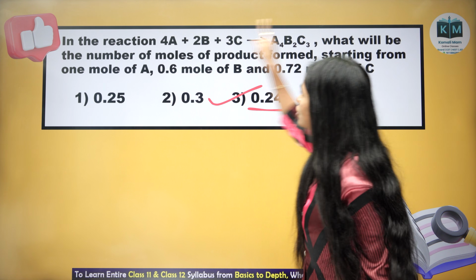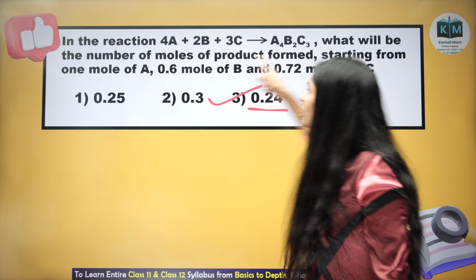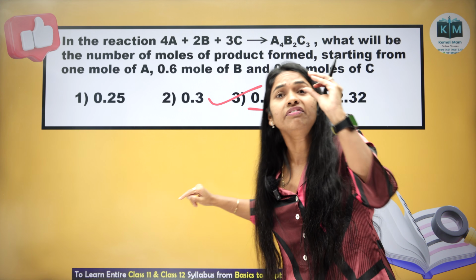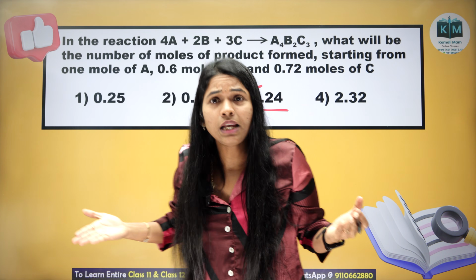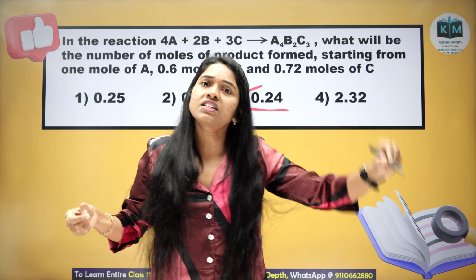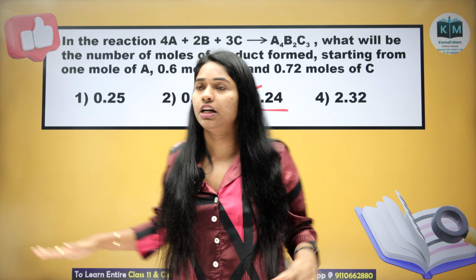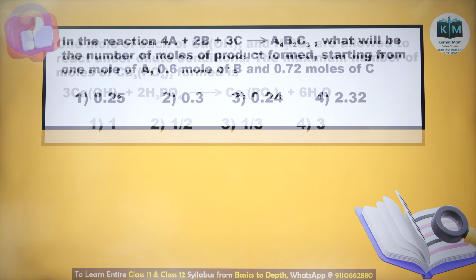Just write the reaction, write the stoichiometric coefficients, write the mole analysis. Finally, whichever value is less, that is the limiting reagent. Relate the products with that, and your problem is sorted out. Let us see one more question.